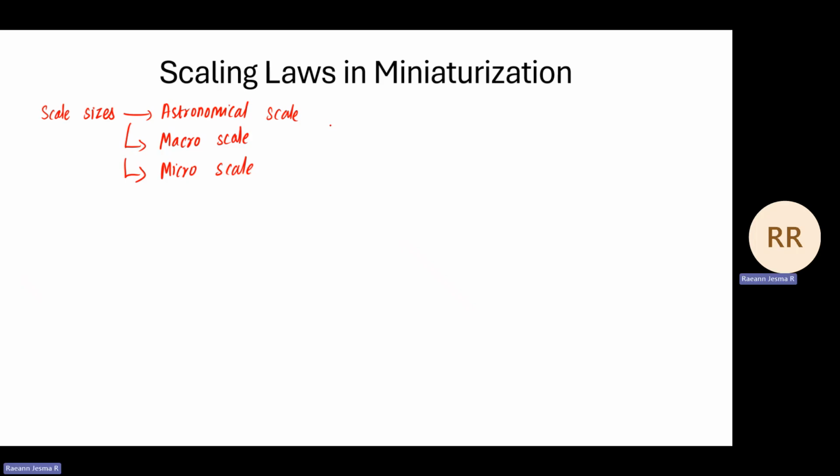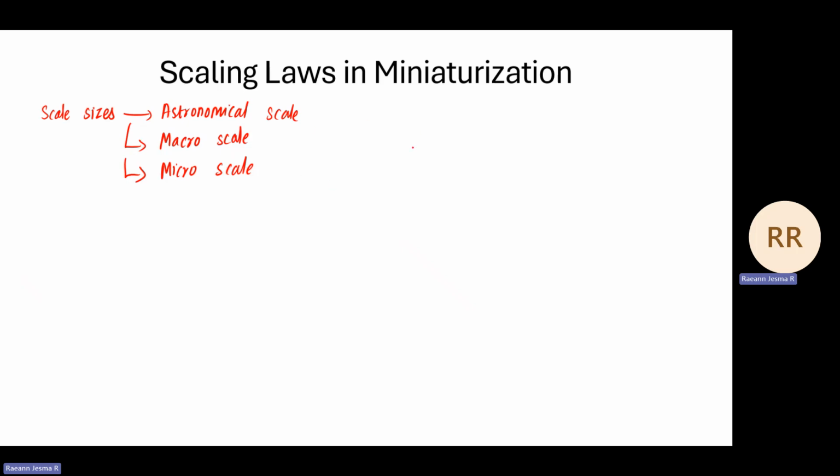So astronomical scale means planets and those things. Macro scale means any large scale objects, any machinery, or those things. Micron scale, we will have both MEMS devices and microfluidic devices as well. One thing that we see is that some of the effects or forces or certain physical quantities which are effective at one of the scale sizes will become insignificant at other scale sizes.